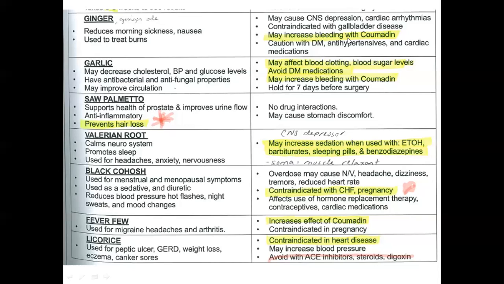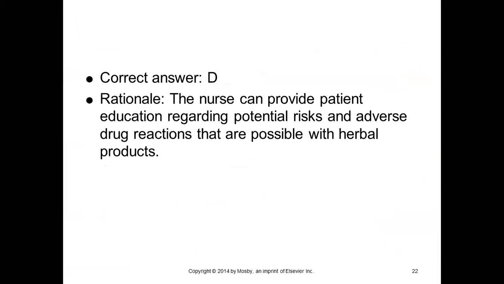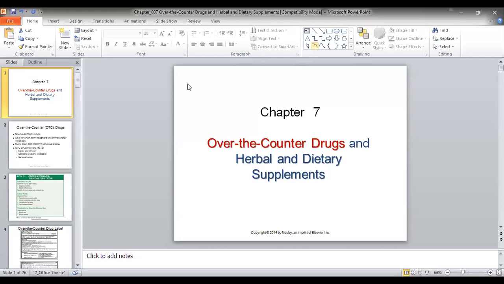Garlic may affect the blood clotting or blood sugar. Also avoid in diabetes mellitus patients. So if your patient already has diabetes, it is good not to give it to them. They also interact with blood thinners, like ginger or other herbal medication.